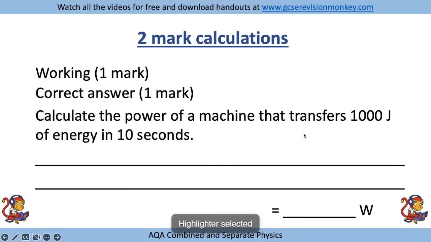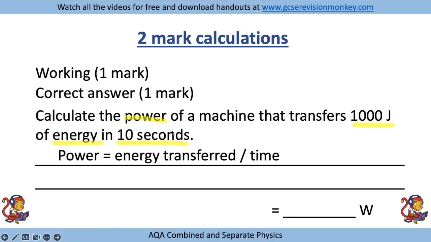You can use a highlighter in the exam to highlight the question. It says calculate the power of a machine that transfers 1000 joules of energy in 10 seconds. And you've already written down your equation, but if not, you know you're looking for the one with power, energy, and time. So you need to write down the equation that you're using, power equals energy transferred over time. Put the numbers into the equation. So power is equal to 1000 divided by 10, and then write your answer on the answer line.